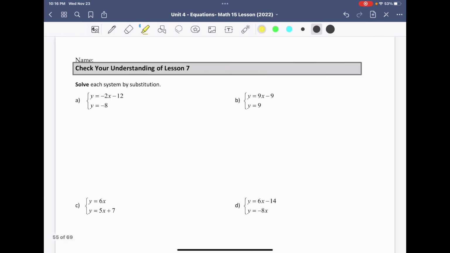Okay, so now you get to check your understanding. This is definitely the type of lesson I would get lots of practice with. Definitely try and complete as many of these check your understandings as possible.